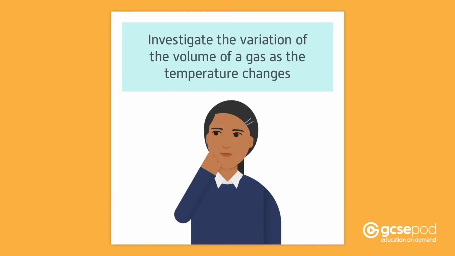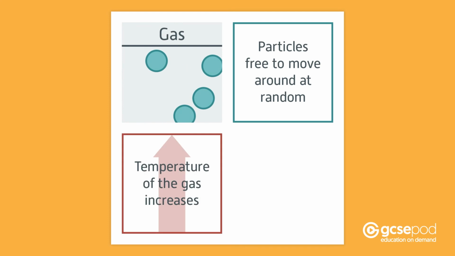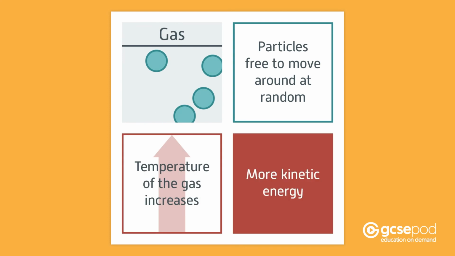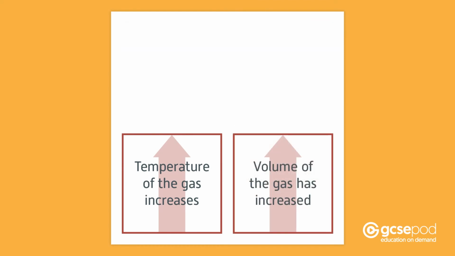In this pod, we'll investigate the variation of the volume of a gas as the temperature changes. In a gas, the particles are free to move around at random. If the temperature of the gas increases, then the particles gain more kinetic energy, move around faster, and occupy more volume. The volume of gas has increased because the temperature has increased.